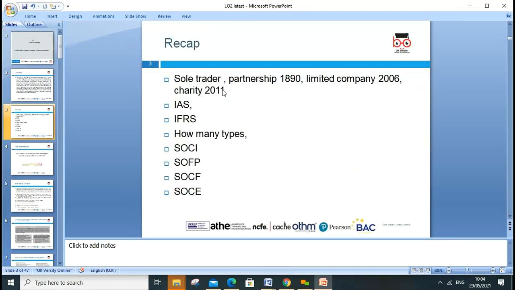So let's recap what we learned during our previous lesson. In the previous lesson we discussed sole trader, partnership, limited company, and charities. We discussed IAS and IFRS. We discussed how many types of statements we prepare: statement of changes in equity, statement of comprehensive income, statement of financial position, and statement of cash flow. These are the statements we normally prepare in accounts. Today's lesson will look at three key statements: statement of comprehensive income, statement of financial position, and statement of cash flow.